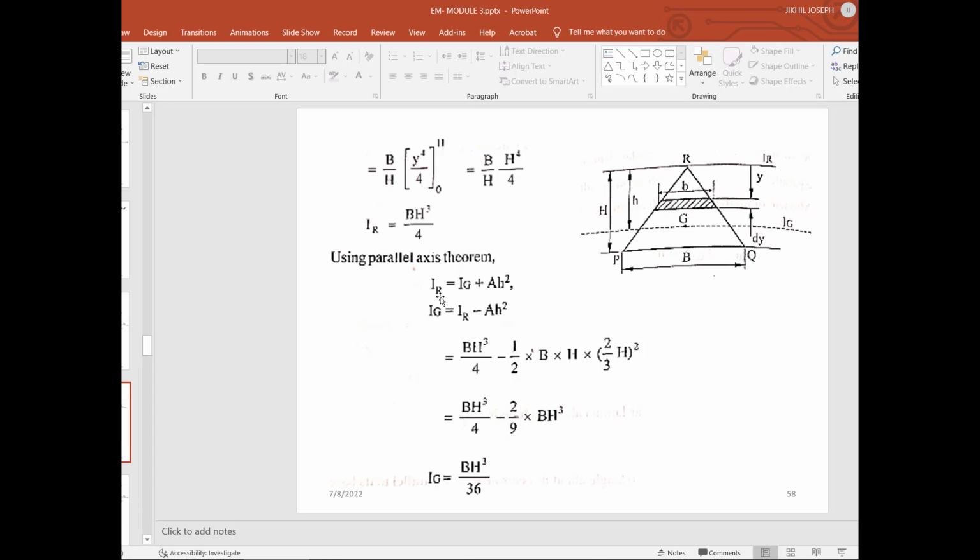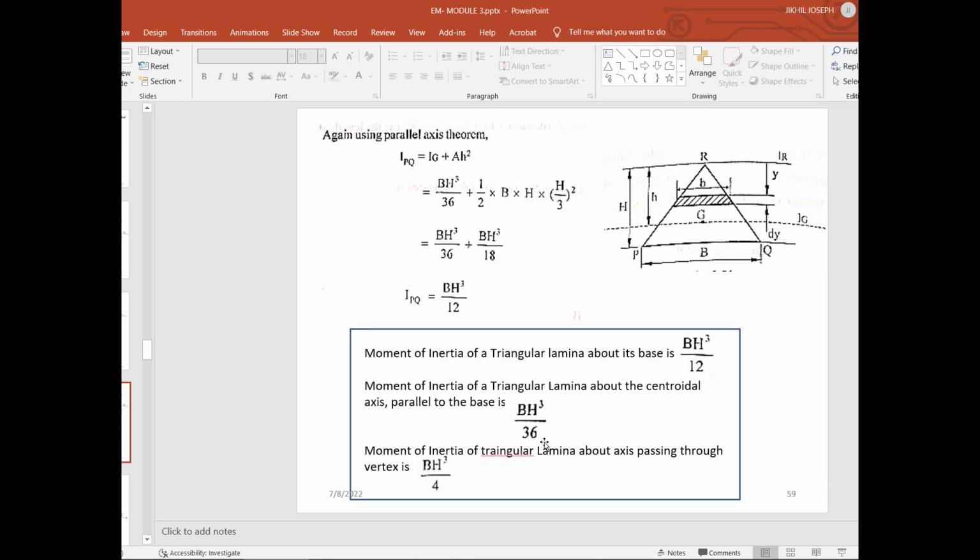So IR is equal to Ig plus A h square, right? That is with respect to the centroid; Ig plus A h square is with respect to the new axis. So Ig is equal to IR minus A h square. IR we obtained as bh cube by 4 minus this area, half into b into h into (2 by 3 h) all square, which gives us that Ig is equal to bh cube by 36 for the triangular planar area with respect to the centroid. Ig is equal to bh cube by 36.